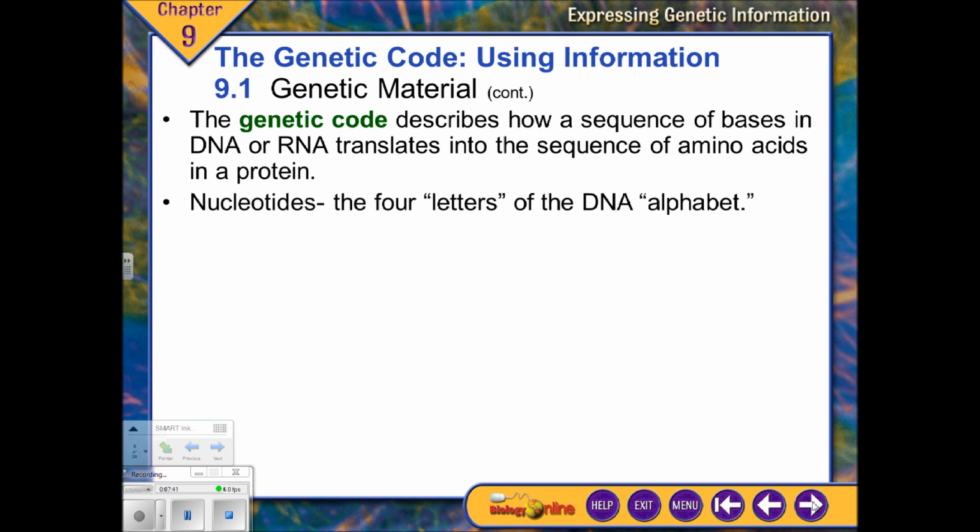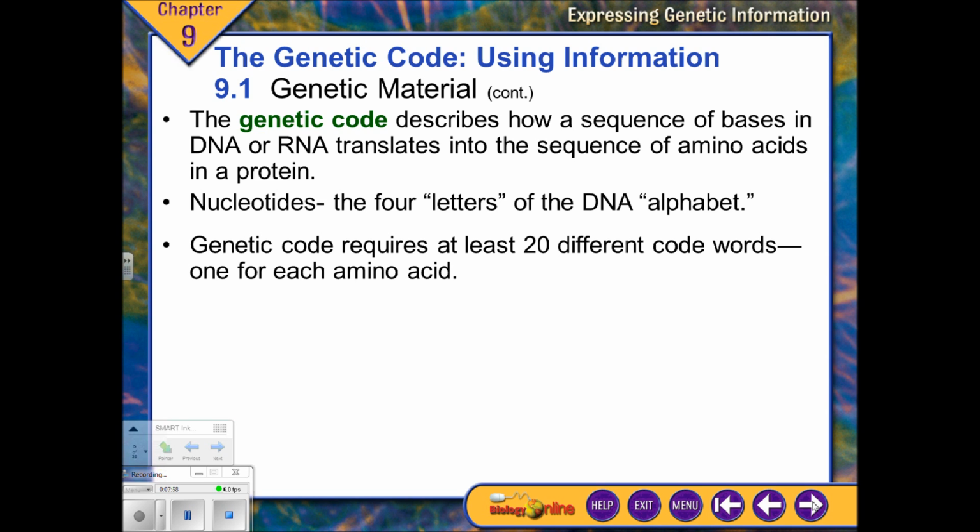Okay, the code. Like, I don't know, that court recorder, they have their code. Life has its own code. We've just interpreted this, right? We didn't build this. This came with life. So it's 4 letters for DNA. And the genetic code requires at least 20 different code words, one for each amino acid. There's approximately 20 different amino acids.